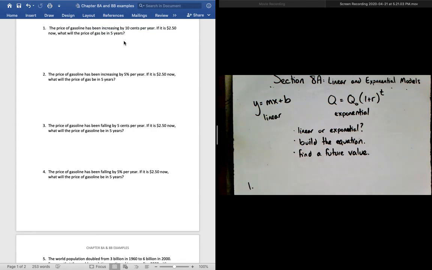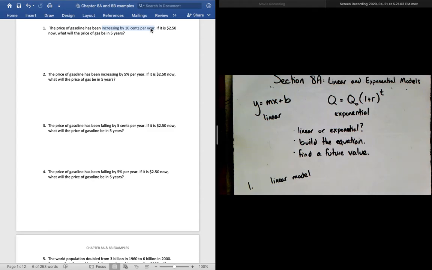It says the price of gasoline has been increasing by 10 cents per year. If it's $2.50 now, what will the price of gas be in 5 years? So, again, the important keywords here, increasing by 10 cents per year means that the rate of change is constant. It keeps growing 10 cents and 10 cents more, and so on and so forth. And so we should expect this to be a linear model.